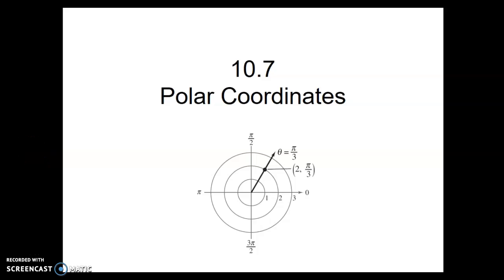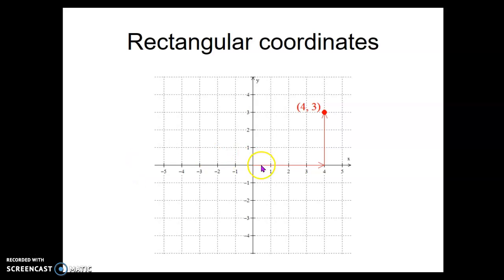Okay, polar coordinates. The way you're used to specifying points in the plane by giving an x coordinate for how far over it is and a y coordinate for how far up it is, that's rectangular coordinates. That would be like if you asked me where my house was in the city and I told you to go 4 blocks east and 3 blocks north.